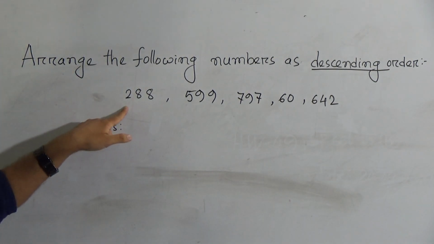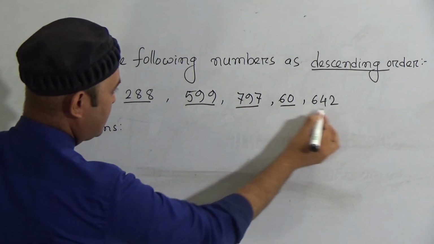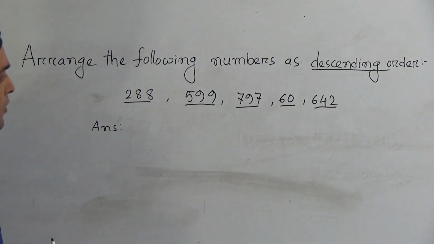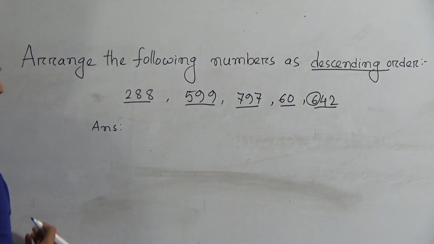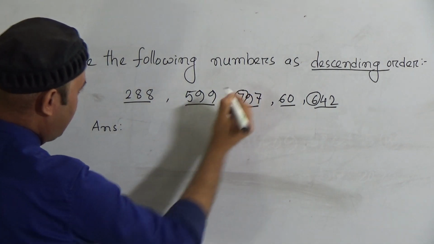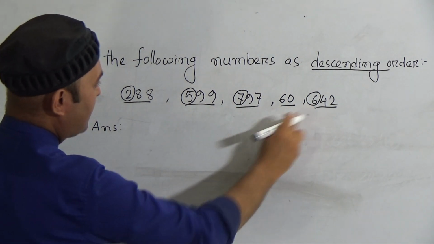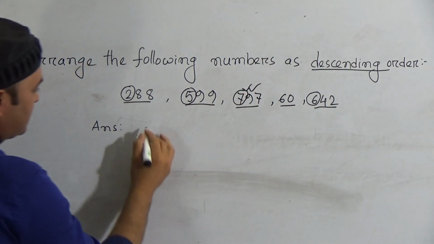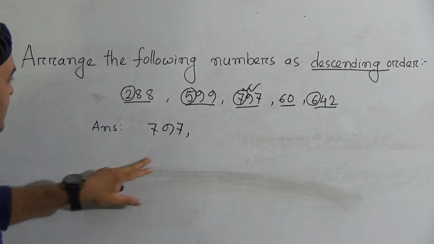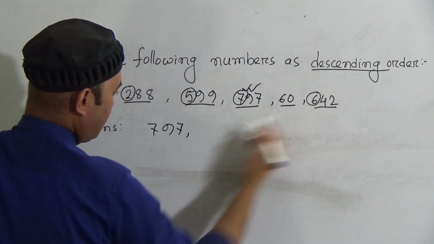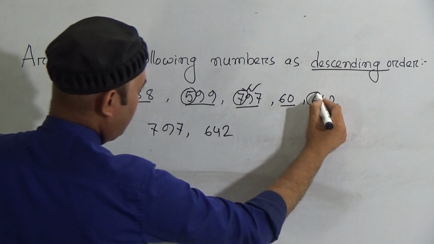First of all, you have to look: these are 3-digit numbers, 3 digits, 3 digits, 2 digits, and this is a 3-digit number. Among them, 7 is the biggest number, then 6, 5 and 2. Among 2, 5, 7, 6, 7 is the greatest. So 797 is the greatest number. Then 6 is the greatest, so 642 is the next number.